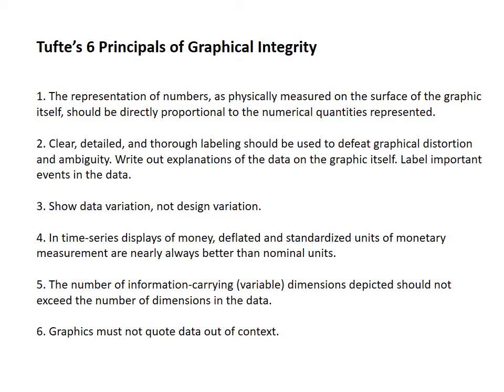Number 2, and this is a big one for our class from my perspective as a grader, and this is something that doesn't often get followed in academia, period. If you're looking through peer-reviewed journals, it's pretty bad. Clear, detailed, and thorough labeling should be used to defeat graphical distortion and ambiguity. Number 3, show data variation, not design variation. And we'll look at some examples of this.